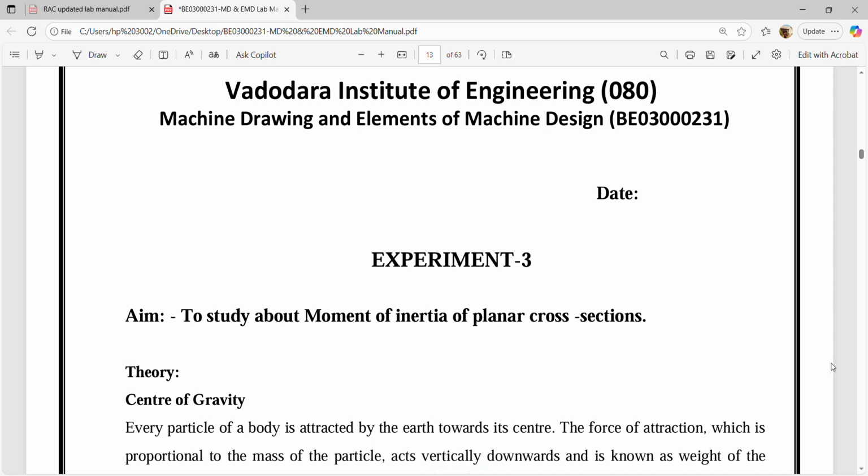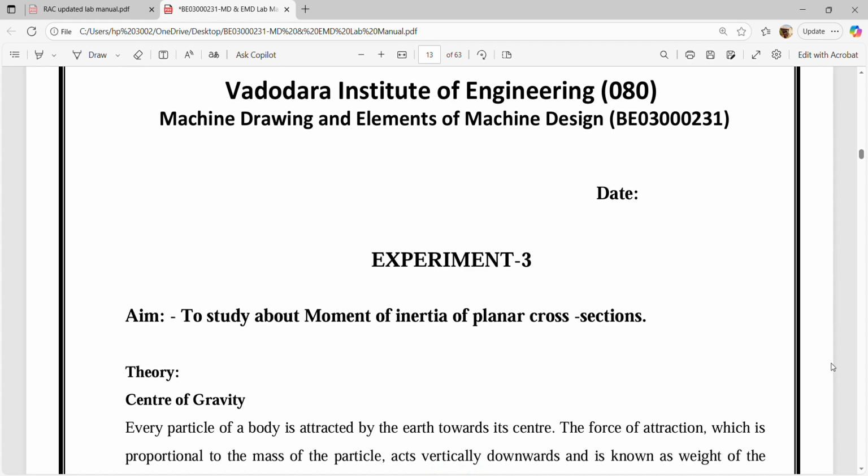So this is experiment 3 of MDMD, Machine Drawing and Elements of Machine Design. My name is Professor Saurabh Sheth from Mechanical Engineering Department. The aim of this practical experiment is to study about moment of inertia of planar cross sections.